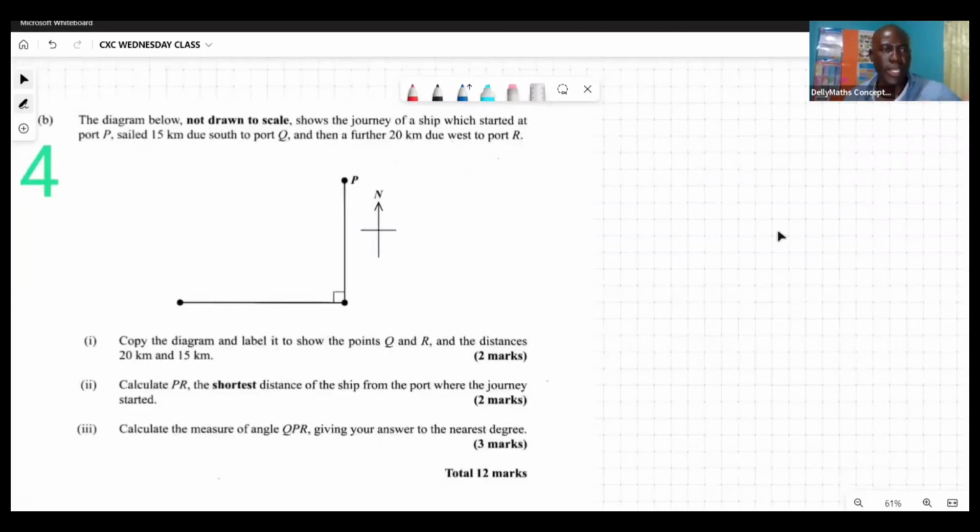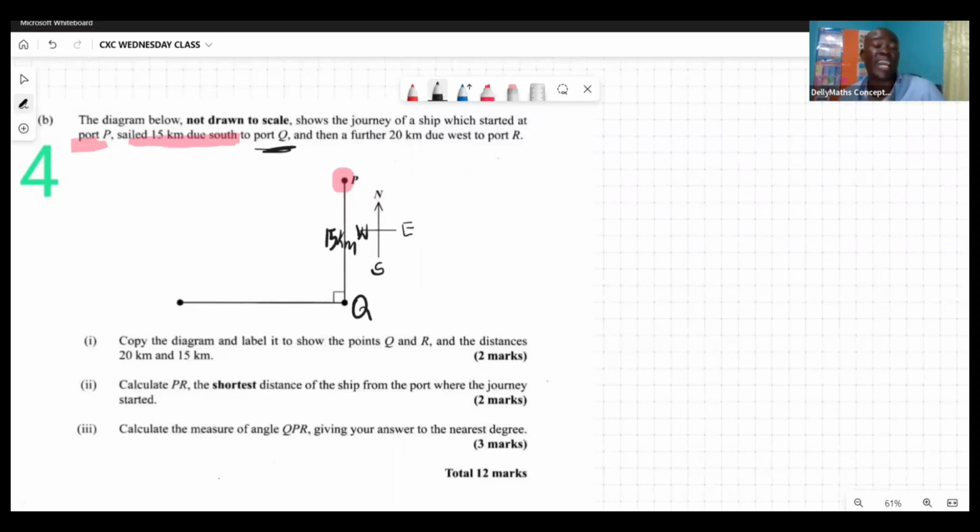So this one I'm going to read. The diagram below, not drawn to scale, shows the journey of a ship which started at P, 15 kilometers south. So from P, this is 15. That's what they're saying, 15 kilometers, and it comes to Q. So you need to put Q here.